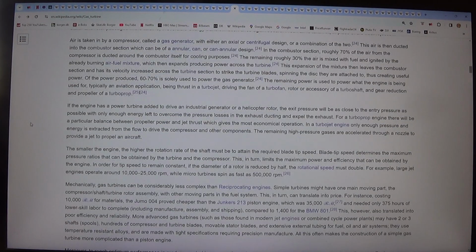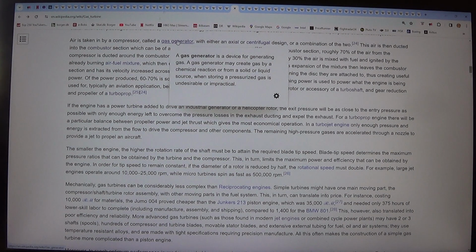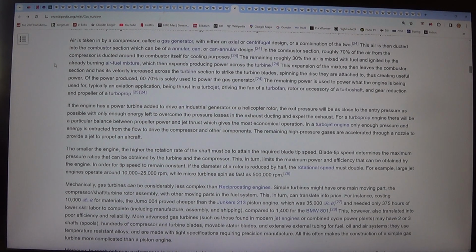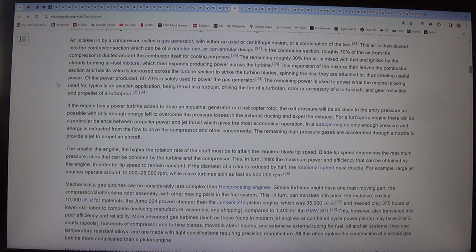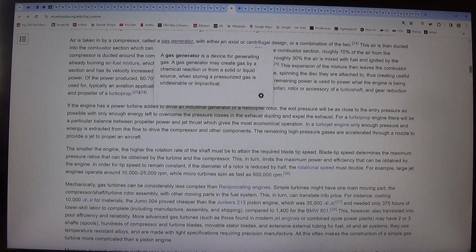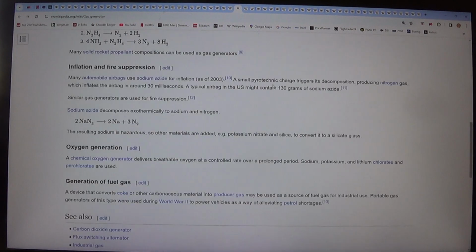Air is taken in by a compressor, called a gas generator, with either an axial or centrifugal design, or a combination of the two. This air is then ducted into the combustor section, which can be of an annular, can, or cannular design. In the combustor section, roughly 70% of the air from the compressor is ducted around the combustor itself for cooling purposes. The remaining roughly 30% of the air is mixed with fuel and ignited by the already burning air-fuel mixture, which then expands, producing power across the turbine.